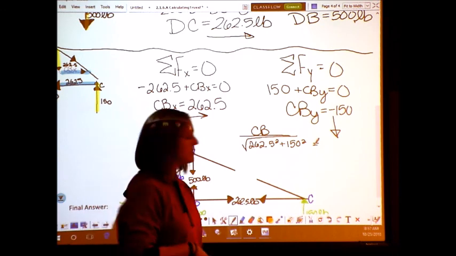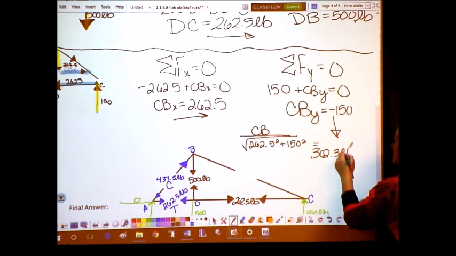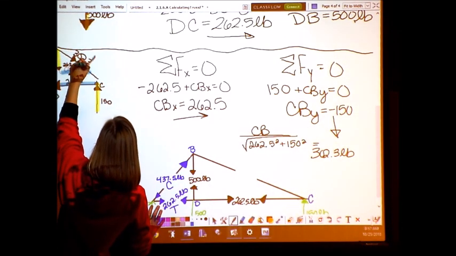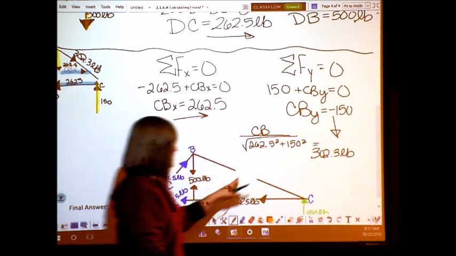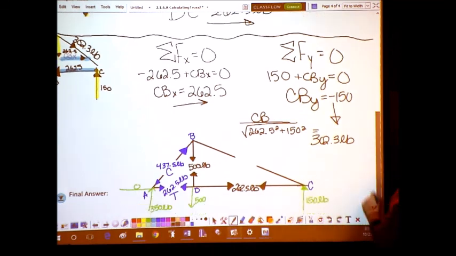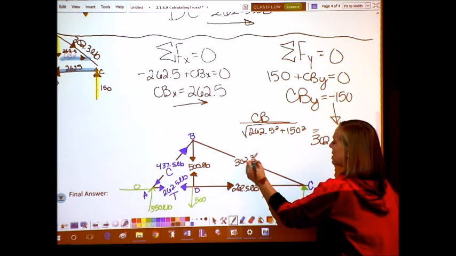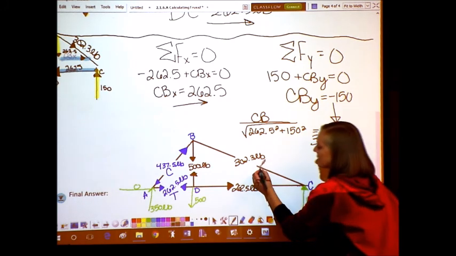.302.3. That's perfect. So now all we have to do, that tiny missing thing right here, that's all we had to find, right? We finally found it. It's 302.3 pounds. Was it pointing at C or was it pointing away from C? It was pointing at C.